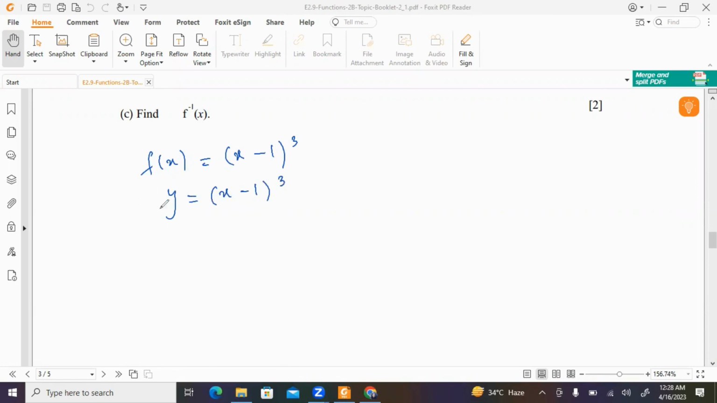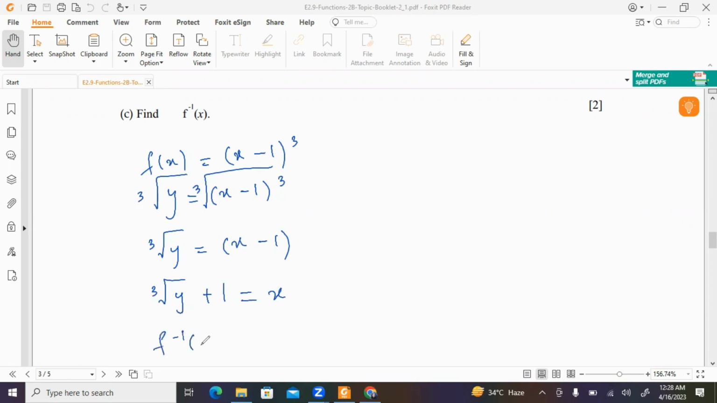To get rid of the cube, we will take cube root on both sides, which gives us cube root of y equals to x minus 1. We take the 1 to the other side. It's going to be plus 1. We replace x with f inverse x, and we replace the y with x. That is it.